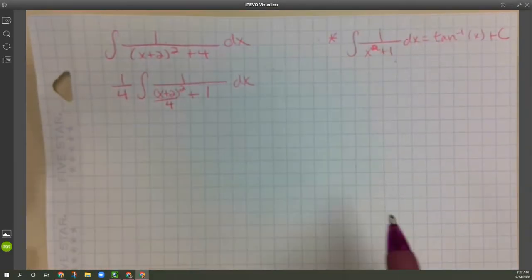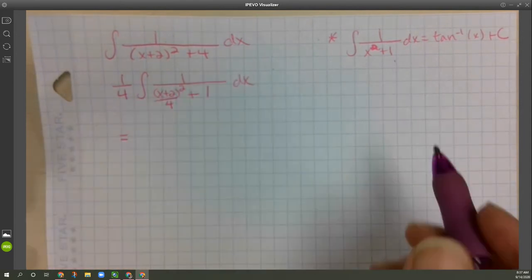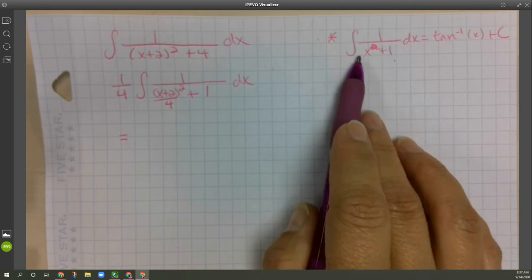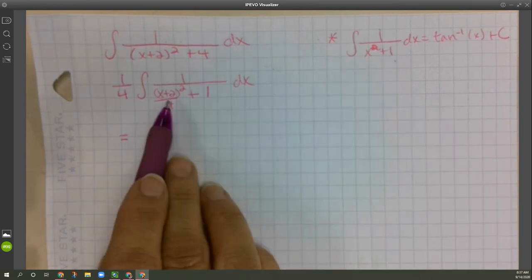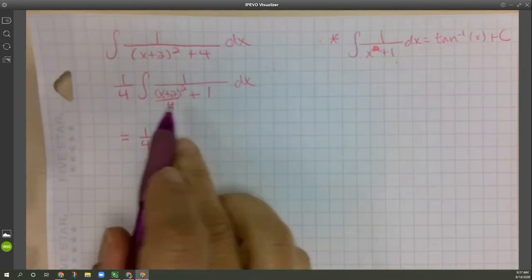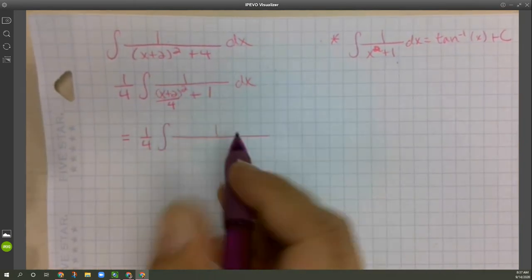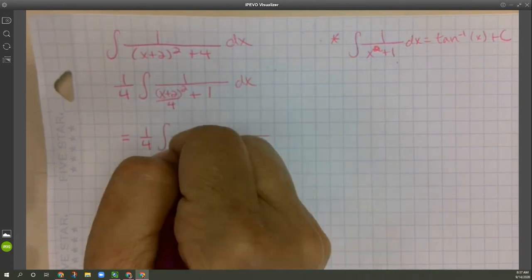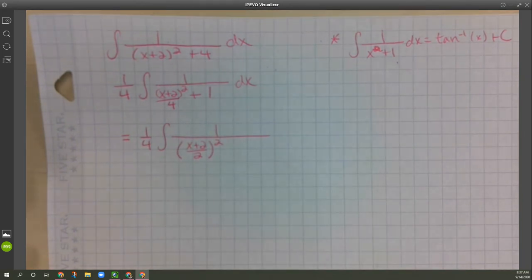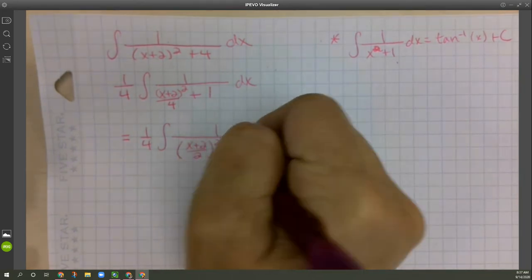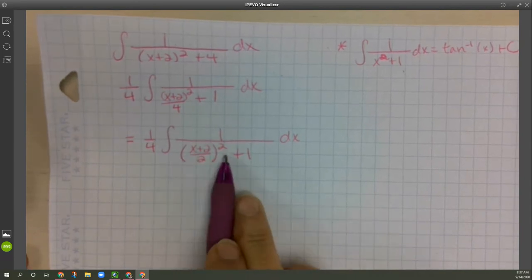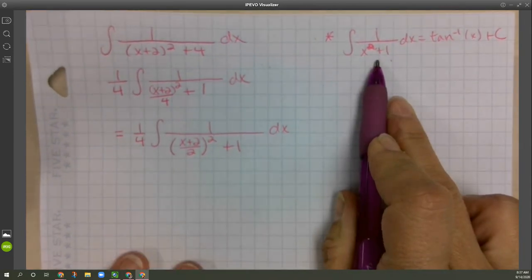Now I have the 1 that I'm looking for, but I also need the other part of my denominator here to just be something squared. And I don't quite have that in this version. So instead of this being x plus 2 squared over 4, I'm going to change this to x plus 2 over 2 and square the whole thing, plus 1, dx. Now I have it in the form of something squared plus 1, which matches my rule up here.